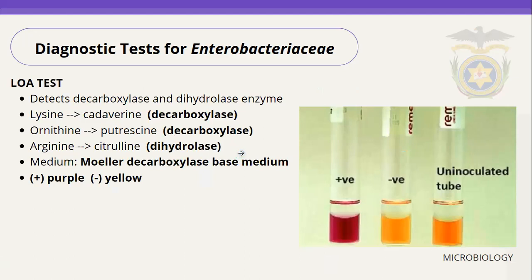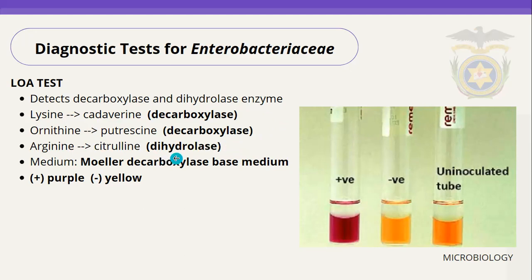Next, we have our LOE test, and this test detects decarboxylase and dihydrolase enzymes. So we have here our three amino acids that we are using and their corresponding end products. For lysine, its end product is cadaverine; ornithine, its end product is putrescine; and arginine, its end product is citrulline. So take note that lysine or ornithine are used for the detection of decarboxylation, and arginine is used to detect dihydrolation.